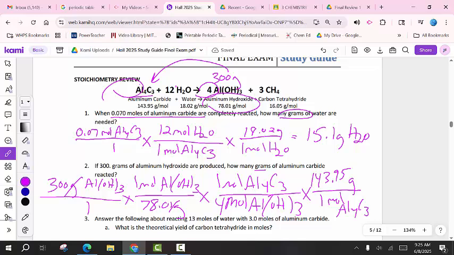Okay, so in my calculator, I'm going to do 300 divided by 78.01 divided by 4 times 143.95, which gives me 138.4, and that would be grams of the aluminum carbide.